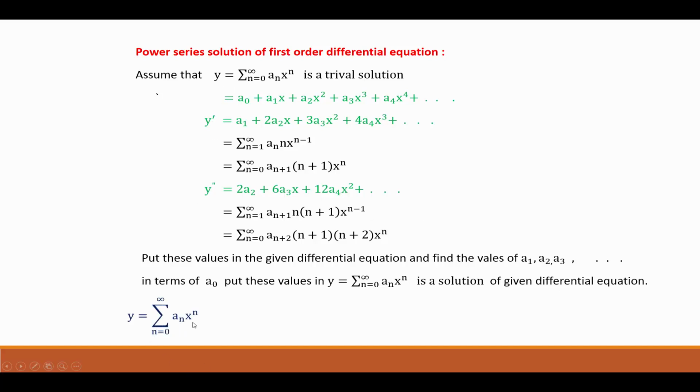So remember the formulas of y, y dash and y double dash. y equal to sigma a_n x^n. y dash is sigma a_{n+1} n plus 1 x^n. y double dash is sigma a_{n+2} n plus 1 n plus 2 x^n. In each term n varies from 0 to infinity. Put these values in the given differential equation, find the values of a1, a2, a3 in terms of a0, and put these values in y. We get the solution of the given differential equation. By using this, let us evaluate the first problem.